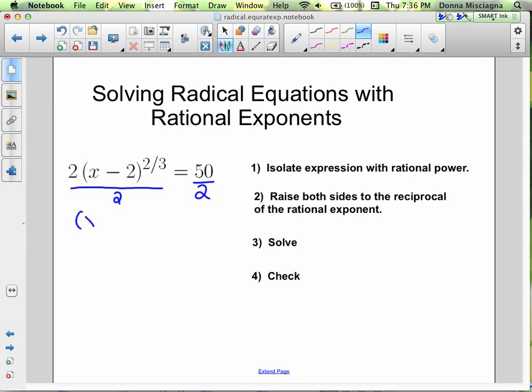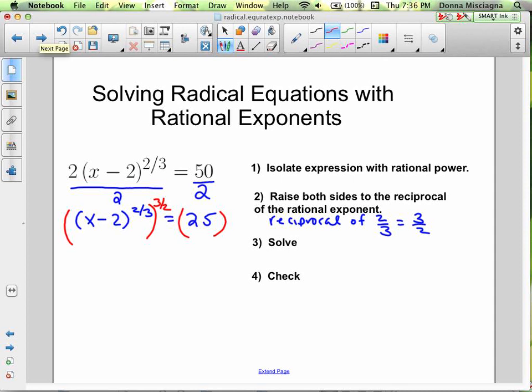That gives us x minus 2 to the 2/3 power equals 25. We need the reciprocal of 2/3. That's just 3/2, right? Just flip it. So we're going to raise both sides to the 3/2 power. Now before, we had easy exponents. I mean, we're just raising something to the 3rd power. We were just squaring something. Now we got something a little more complicated. We're going to have to rewrite that to be able to simplify that.